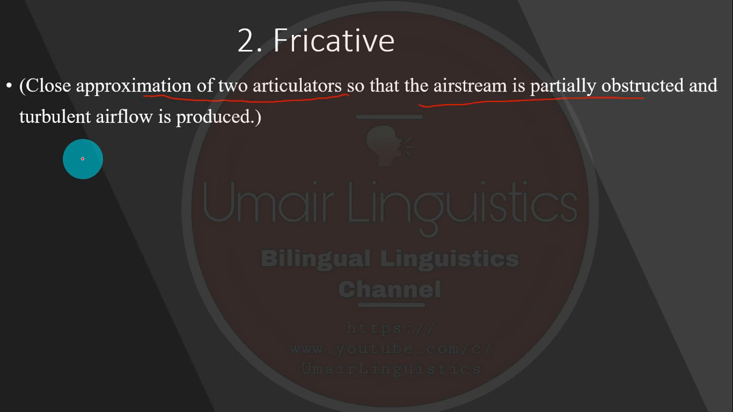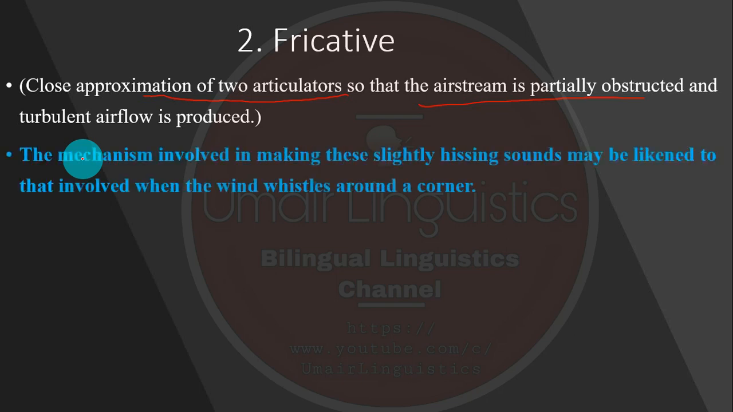Turbulent means that the airflow is sudden and in a non-systematic way. There is no systematic way of airflow; this is the meaning of turbulent. This mechanism is also involved in making slightly hissing sounds. In fricatives we make a slightly hissing sound, just like the wind whistles around a corner, just like this.